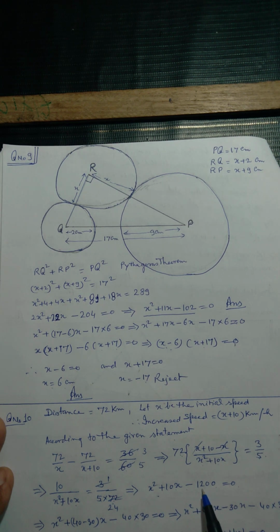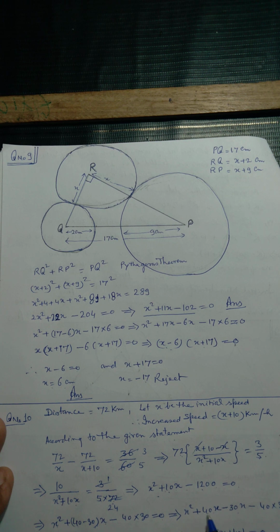This 1200 can be split, and 10 you can split here. That is x square plus 40 minus 30, meaning 40 minus 30 is 10. So 40 minus 30 inside the bracket, x minus 40 into 30 equal to 0. This gives x square plus 40x minus 30x minus 40 into 30 equal to 0.